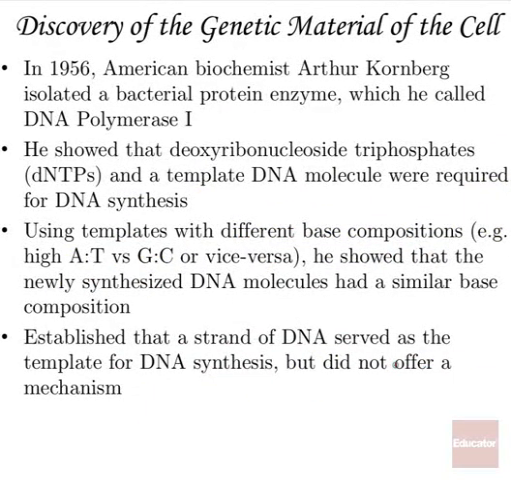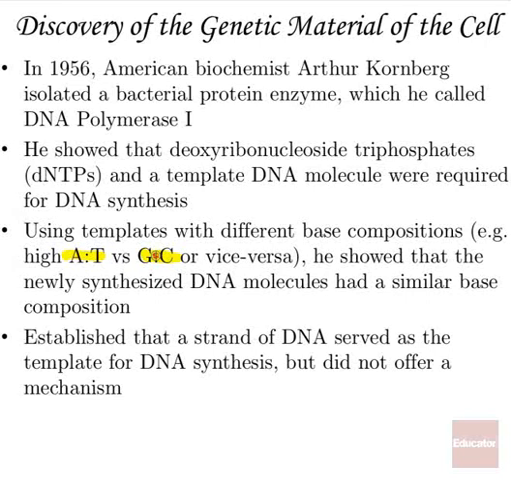So a few years after Watson and Crick deduced the structure of the DNA helix, we had an American biochemist named Arthur Kornberg that isolated a protein from a bacteria that he called DNA polymerase I. And he showed that dNTPs, or deoxyribonucleoside triphosphates, meaning it could be an A, G, a T, or a C, and a DNA template, a DNA molecule, were required for DNA synthesis.